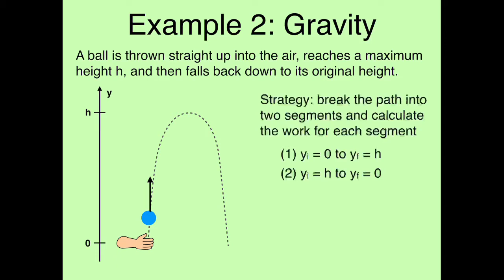So we start at y initial, so a height of 0 down here. And then we end up at a height y final of h. Okay, so that's just whatever that height is. The second part of the motion we'll look at is the downward motion, where we start up here at y initial equal to h, and then we end up down here at y final equal to 0. Again, the strategy is we want to calculate the work done by gravity for those 2 parts of the motion. So let's work it out.